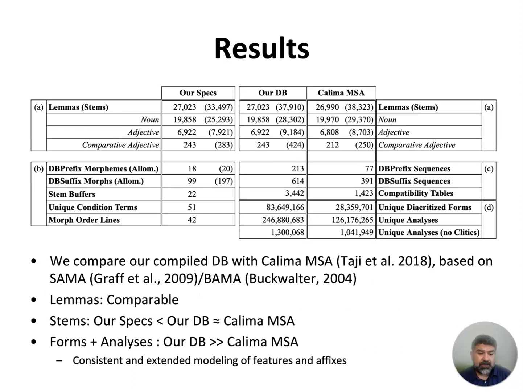When we build our database automatically, we can then compare it to Kalima MSA, which is basically based on Bama and Sama. And this was slightly different implementation, but it's quite comparable. And we can compare our DB to it. And of course, we note here that the number of lemmas is about the same. The number of the stems in our specification is much lower. So we have 33,000 versus almost 38,000 in the other databases. And that basically suggests that when a linguist is working on developing these systems, it's easier for them to actually update and manipulate. Of course, also in terms of the number of forms and analyses, we have a lot more. That's because we added and extended some features and affixes that were not present in the other systems.